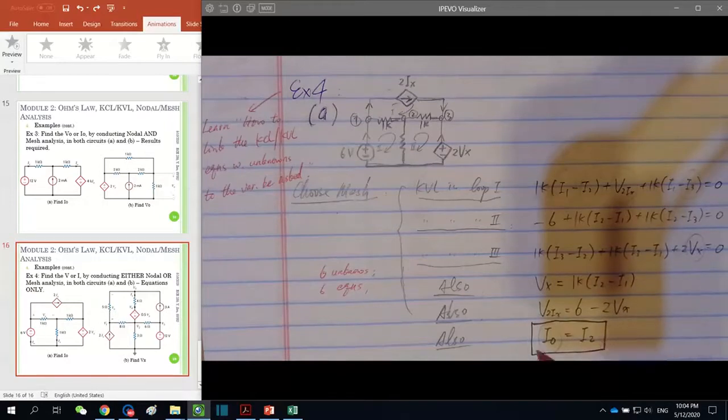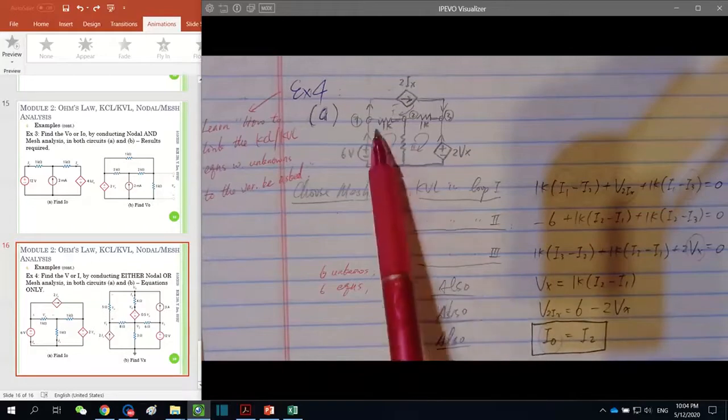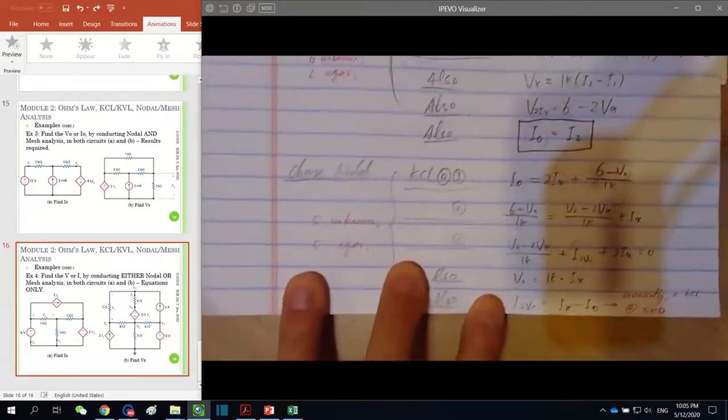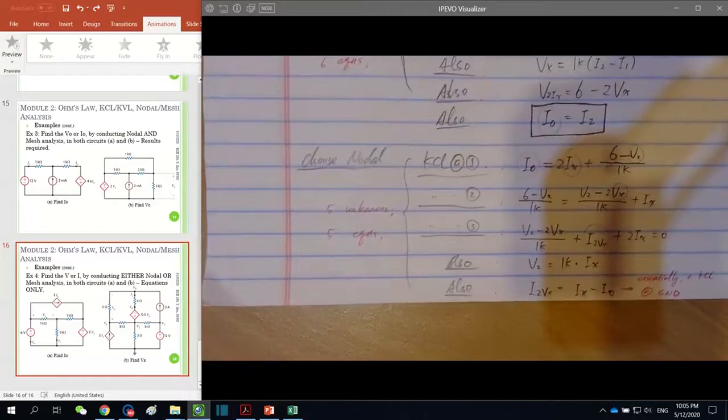And last but not least, the one we really care about is I0. By observing the circuit again, it is nothing but I2, the mesh current here. Equations only. You don't need to conduct any calculation here. And as I said, as an exercise, I'm also providing the solution for nodal analysis on the same circuit. Please try this yourself as well to see if it works.